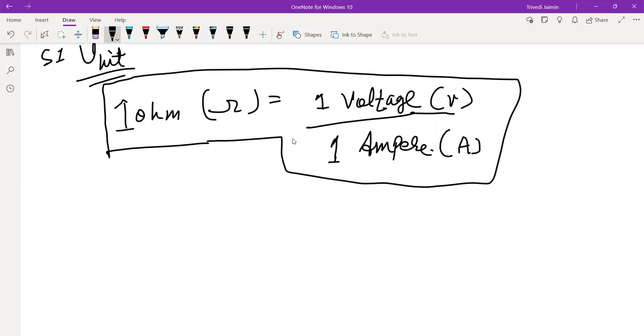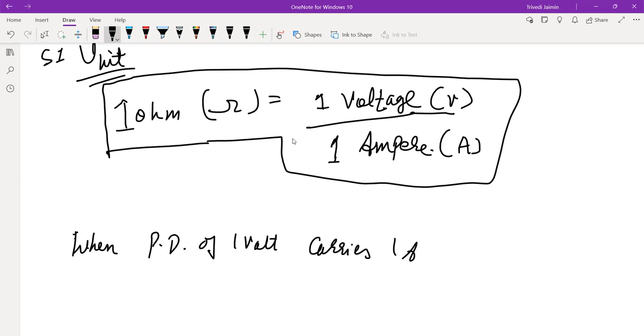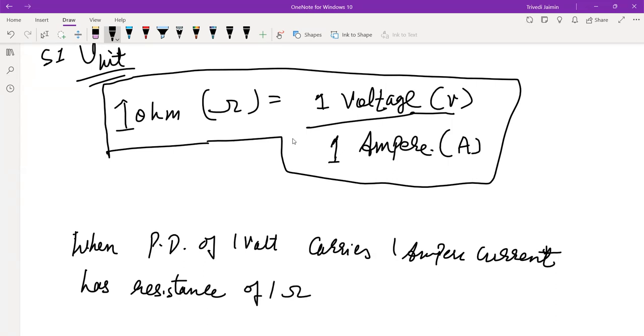Very good. So let's define this in a simple way. As you all said, let me combine all things. When a potential difference of 1 volt carries 1 ampere current, it has a resistance of 1 ohm.